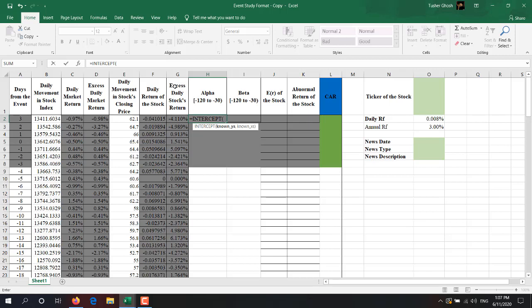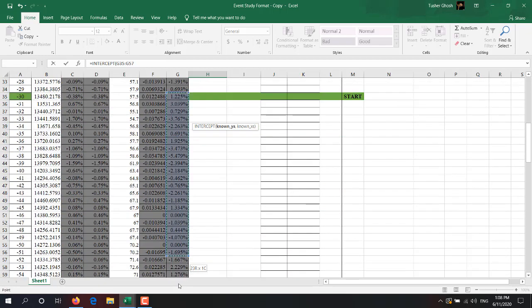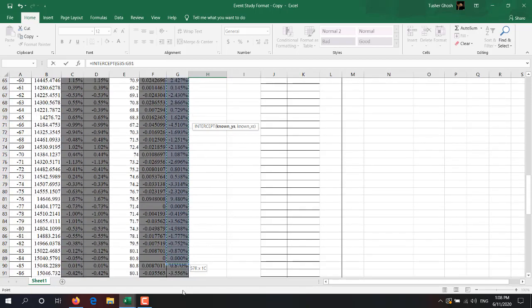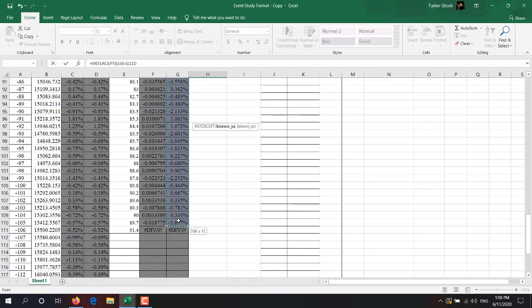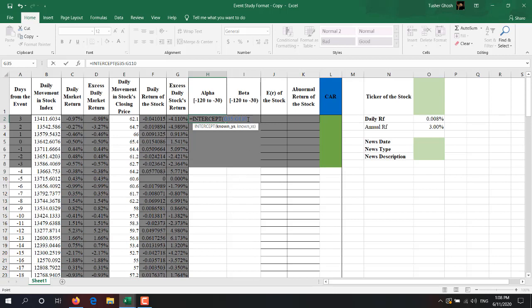From the excess daily stock return portion. So this one, we need to just do, oh sorry, not from here, we want to select from here, right? Okay, do not make this mistake. So we select up to this, and then we put a comma, then we need to select the x variable.